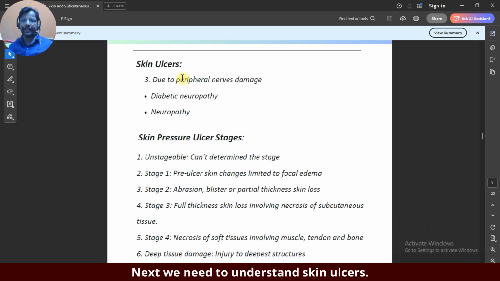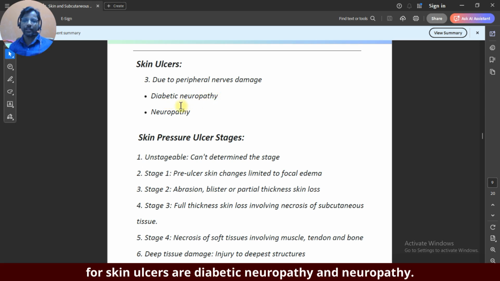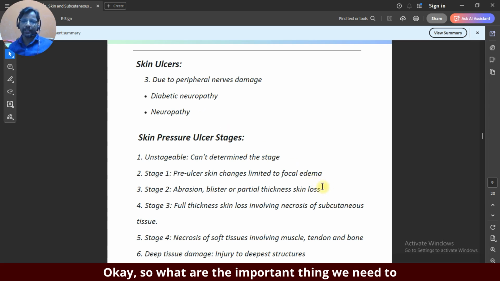Next we need to understand skin ulcers. Most of the time skin ulcers occur due to peripheral nerve damage. Common examples for skin ulcers are diabetic neuropathy and neuropathy. So what is the important thing we need to remember here? Ulcers are of three types: pressure ulcers or decubitus ulcers, non-pressure ulcers, and skin ulcers.